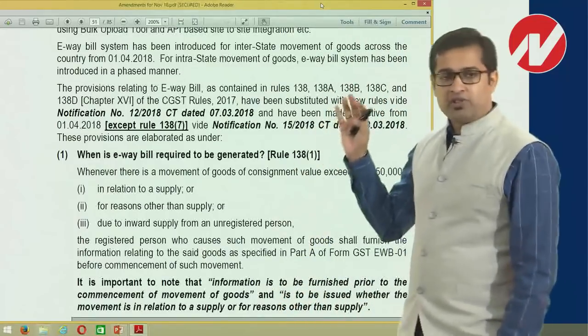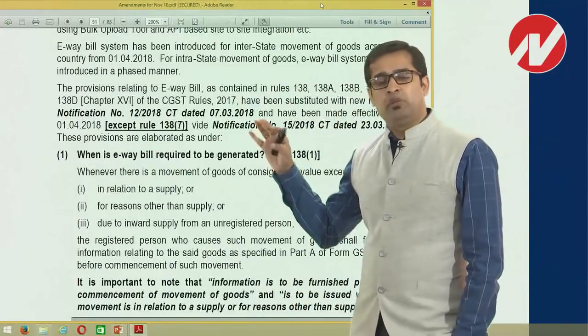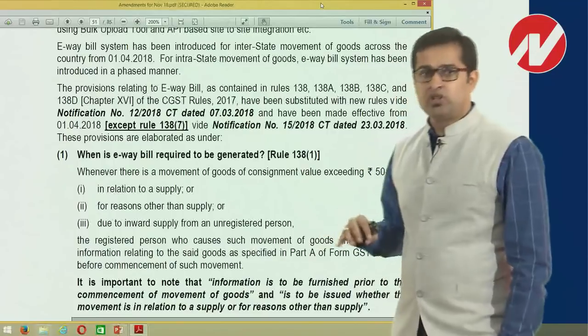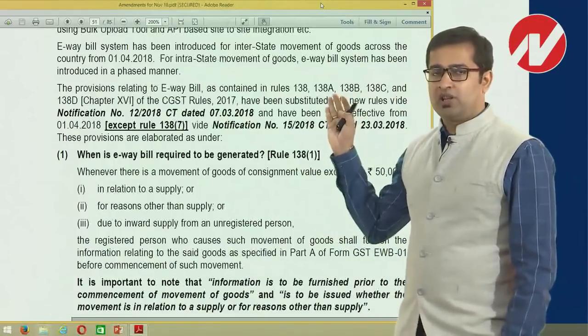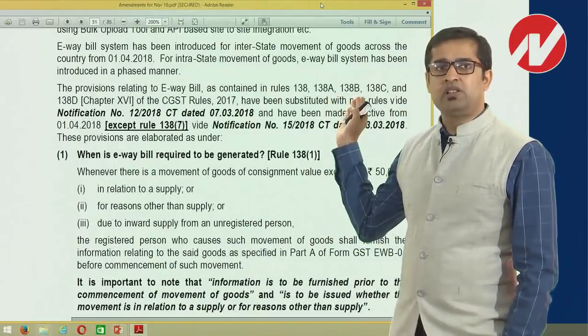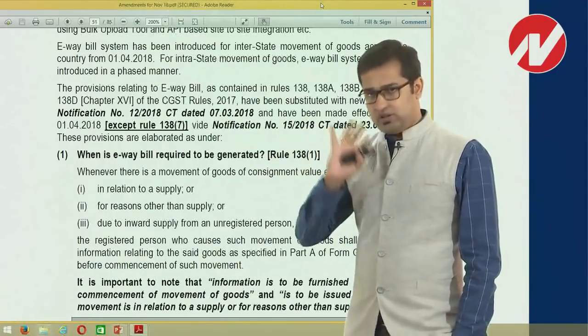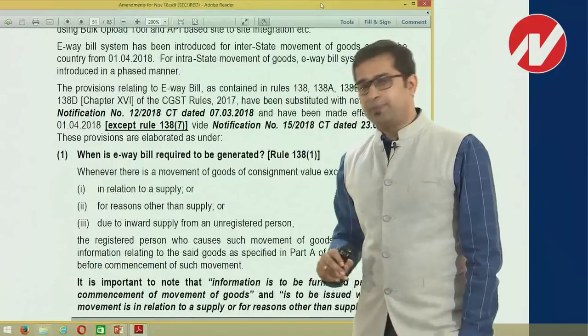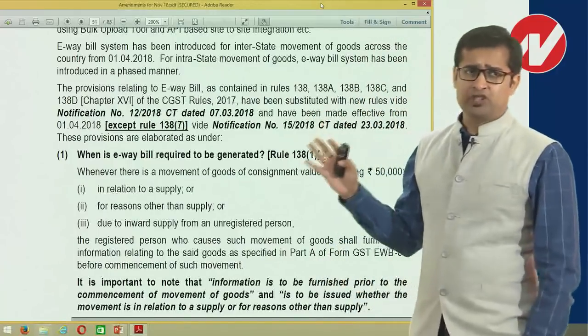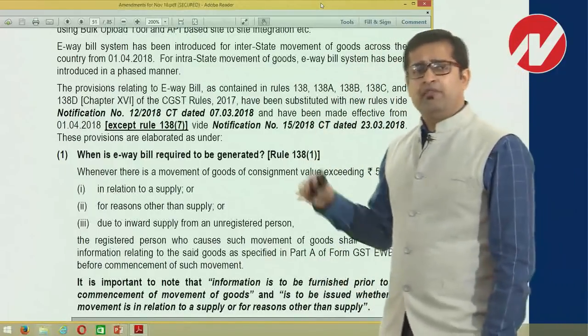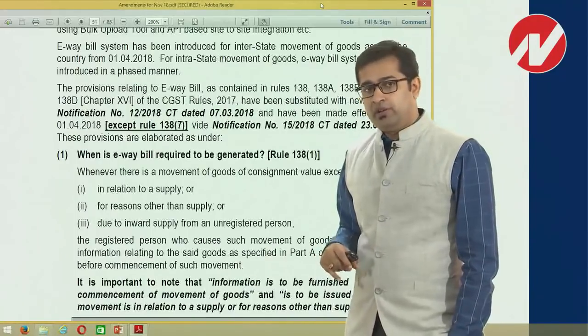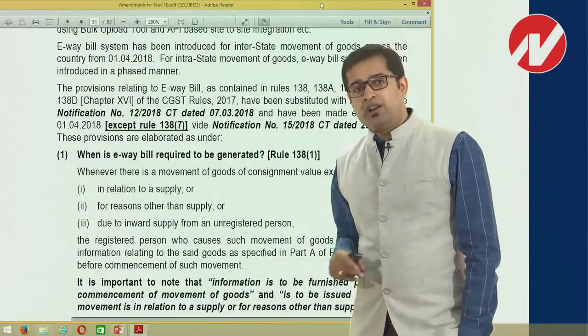Now, all the provisions with regard to e-way bill have been provided under various notifications over and above the rules 138, 138A, 138B, 138C and 138D. But there are notifications which more or less provide all the procedural aspects. One of the first points that we need to discuss is when an e-way bill is required to be generated. So there are four points provided in that regard.